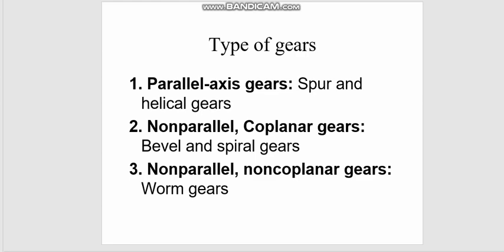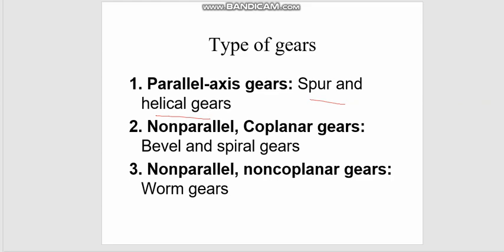There are many types of gears out there, but we're going to look at three types of gear that are commonly used. The first one is called parallel axis gear. Examples of parallel axis gear are spur and helical gear systems. Then you have non-parallel coplanar gear.